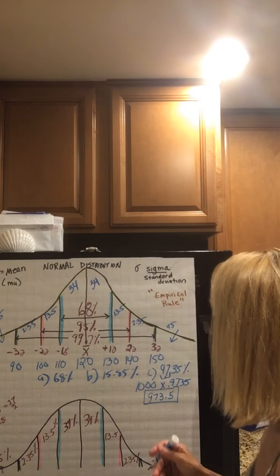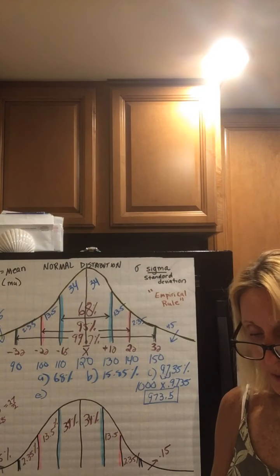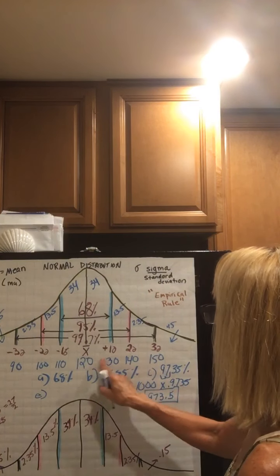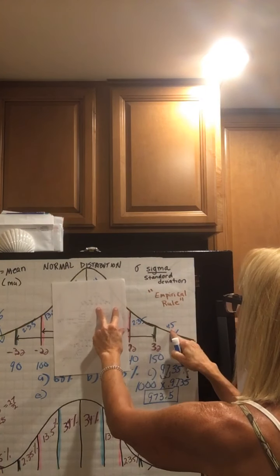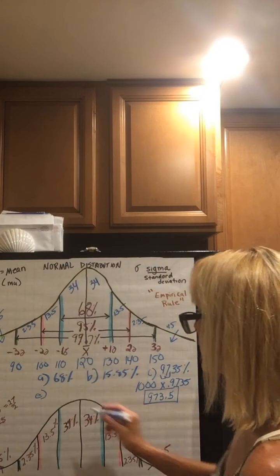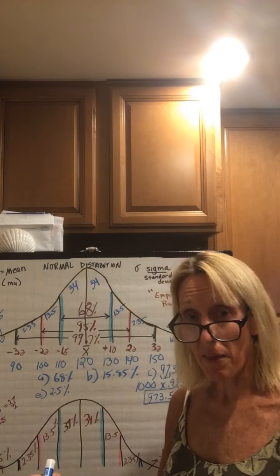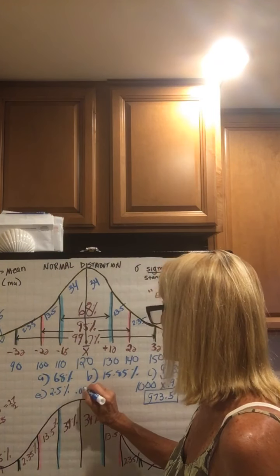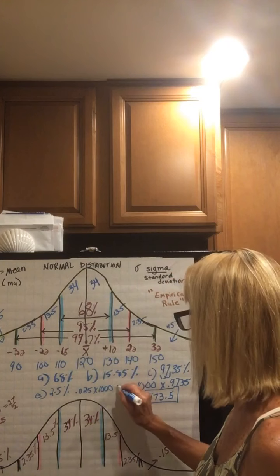Okay, let's go to letter E. So letter E, I'm going to put over here. It says how many, again, values are greater than 140. Okay, well, where's 140? So for 140, I'm going to add 2.35 plus 0.15 together. That gives me 2.50. So I'm going to go 2.5%, and I have to multiply that by 1,000. So I need to move the decimal 2 places to the left. So that would be 0.025 times 1,000, and that would give me 25.